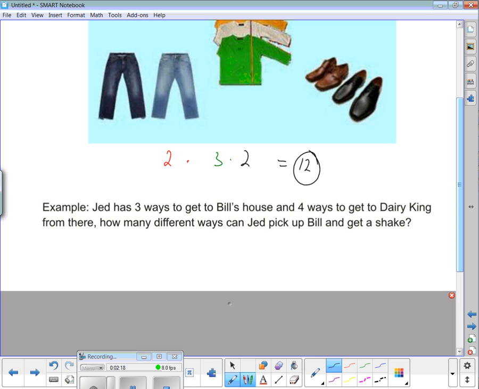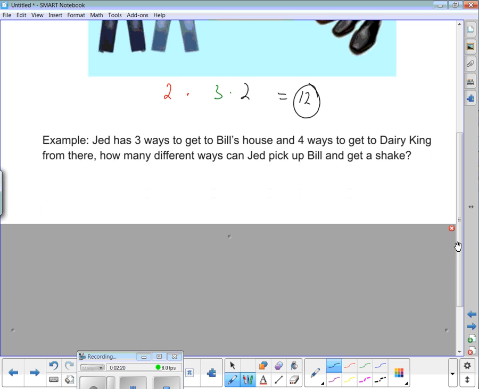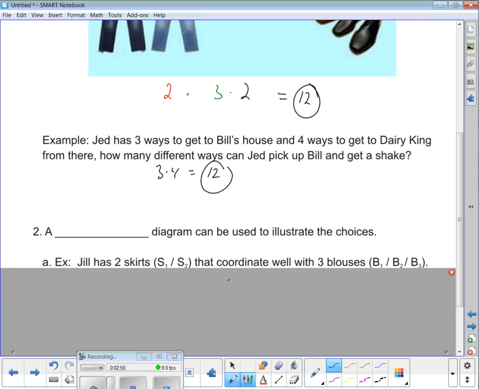All right, real simple. The same concept, a little bit different aspect. Jed has 3 ways to get to Bill's house and 4 ways to get to the Dairy King from there. How many different ways can Jed pick up Bill and get a shake? All right, and of course it would be strawberry. How many different ways? And this is a general permutation. You use the fundamental principle of counting, and it's real simple. 3 times 4 is 12. Pretty boring. Not a whole lot there. Okay, but something you should be aware of.